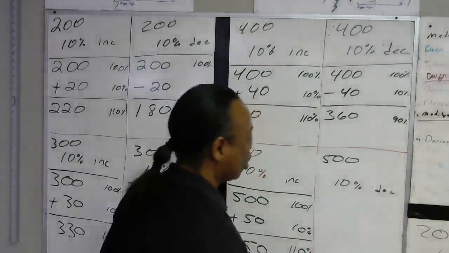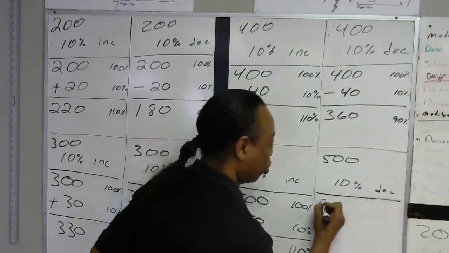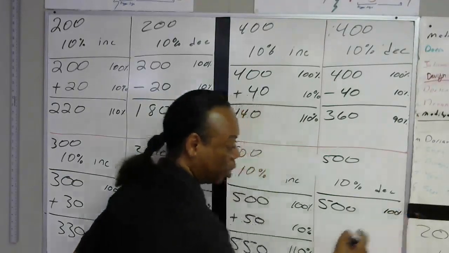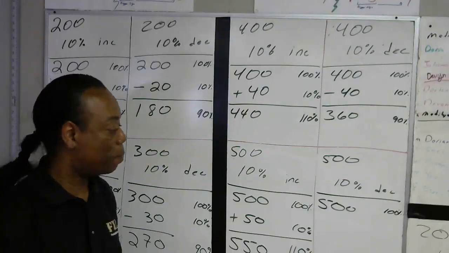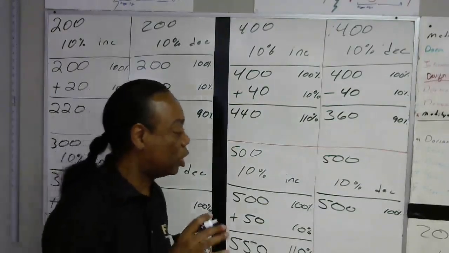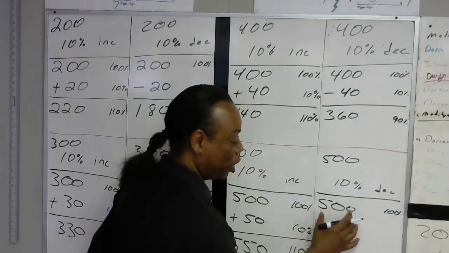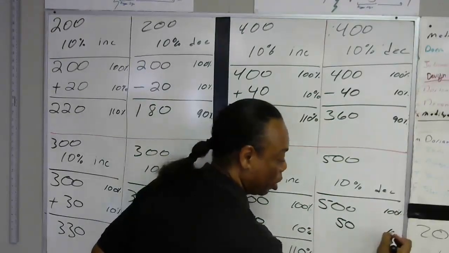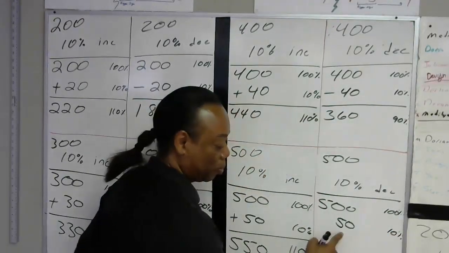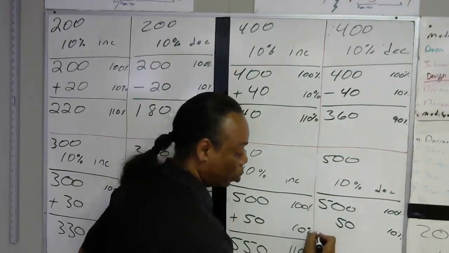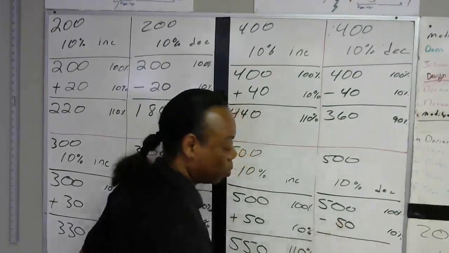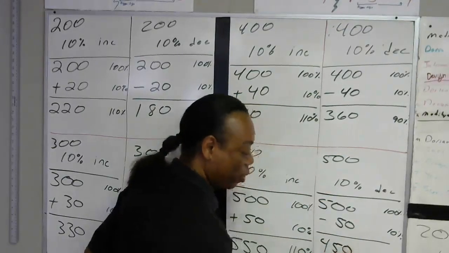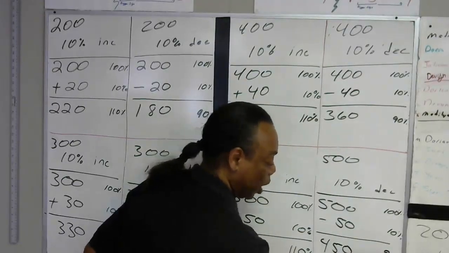The last one. We have 500, which is the original number. So we're going to write down 500 right here and call that 100%. Now, 10% of 500 is going to be the number 50. That is our 10%. Then we're going to subtract these two. 500 minus 50 leaves 450. And this represents 90%.